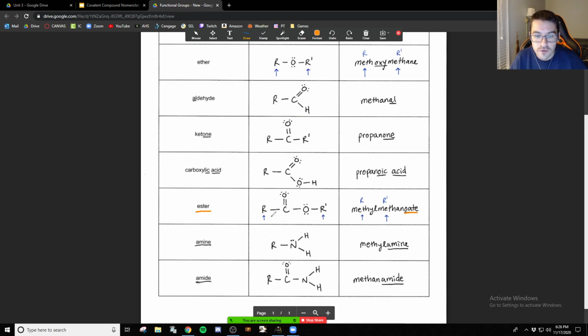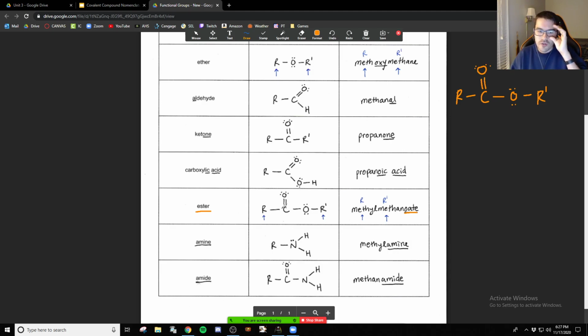Okay, so how do we draw this? Well, here is the generic formula for what an ester is. If I draw this here, we're going to do this example, methyl methanoate. I have R bonded to a carbon, double bonded to an oxygen, bonded to another R. That's called R prime. That's what that little symbol means. And this carbon here is double bonded to an oxygen.